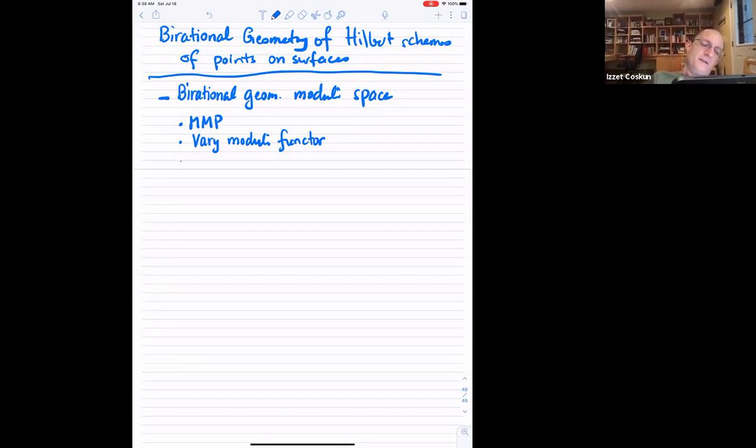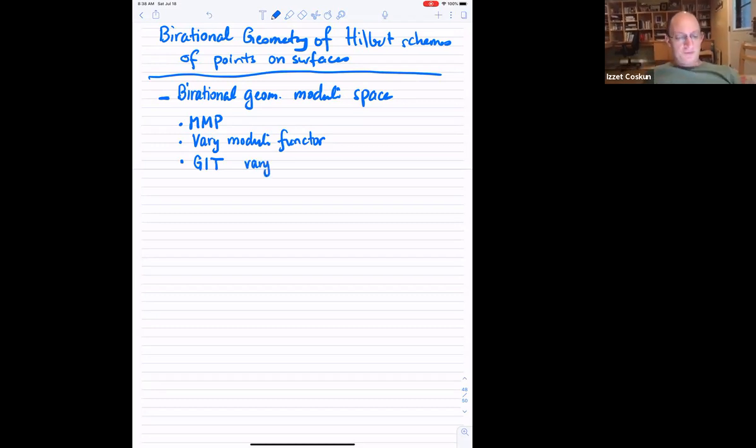And a third thing you can do, in case the moduli space is constructed via GIT, is vary GIT, variation of geometric invariant theory. These different ways of approaching the moduli space can give you different models, and depending on your problem, you might get simpler spaces.